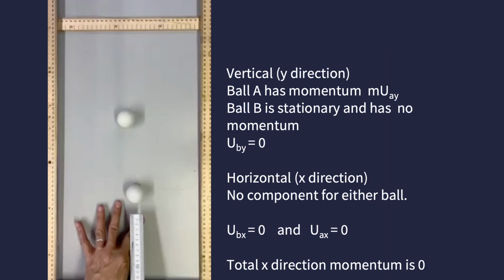So up and down, which I'm calling vertical, my y direction, ball A has an initial momentum of m, because of its mass, and u, and I'm going to use the suffix a for ball A and y for the y direction. Ball B is stationary, so it's got no momentum in the y direction. Horizontally, or what we call the x direction, there's no component for either ball. Ball A is moving in the y direction only, so both the velocities, ubx and uax, are zero. That means there is no initial momentum in the x direction.